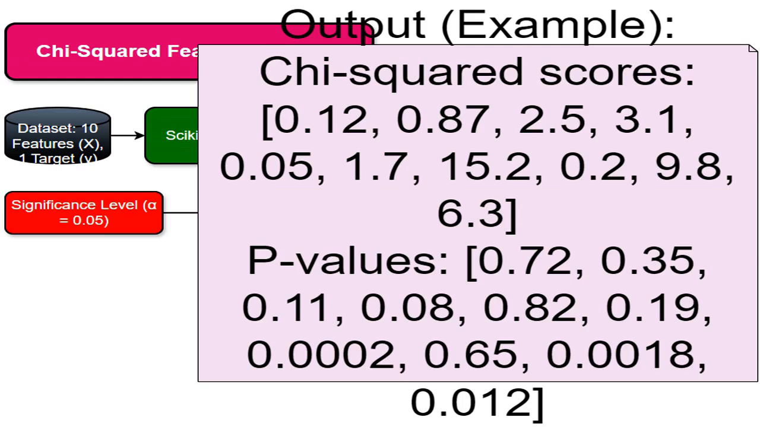This shows example output from the chi2 function. Each number is paired. The first list represents the chi2 scores, while the second is the p-values. I'll compare the p-values to my significance level, alpha equals 0.05, to decide which features are important.